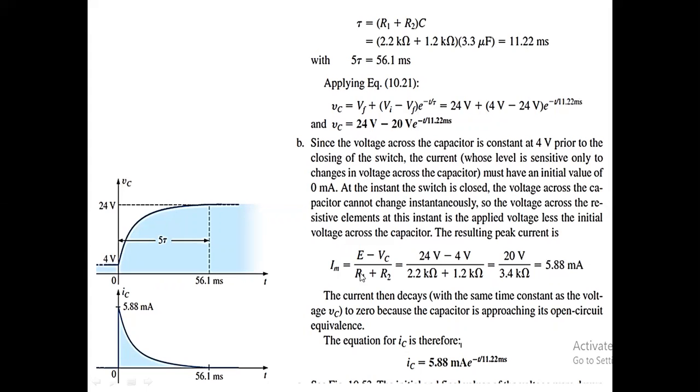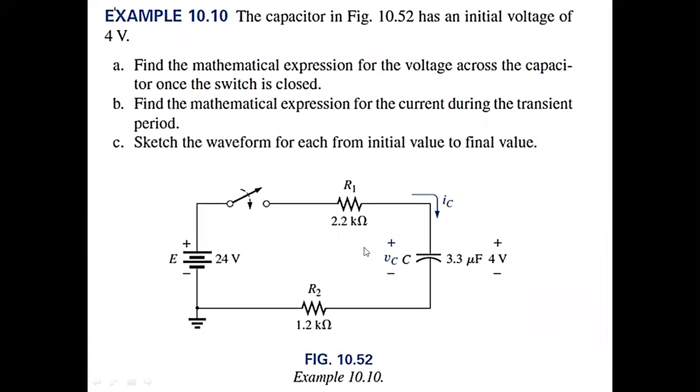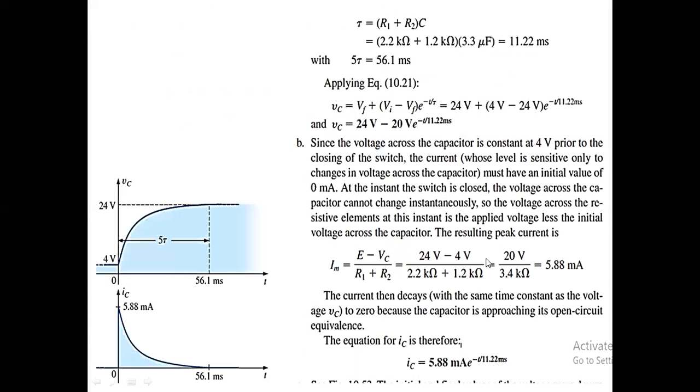So now instead of E, we have E minus Vc, because we have already some voltage. So now the current will start from 24 minus 4. E minus Vc is 24 minus 4, and we have two resistors in series, so adding these two resistors we will get 5.88. This is the mathematical expression.